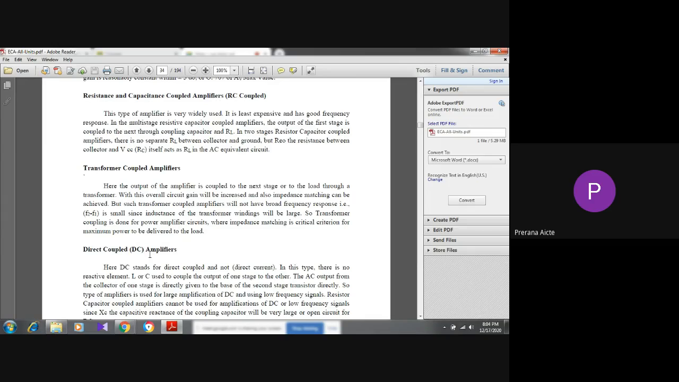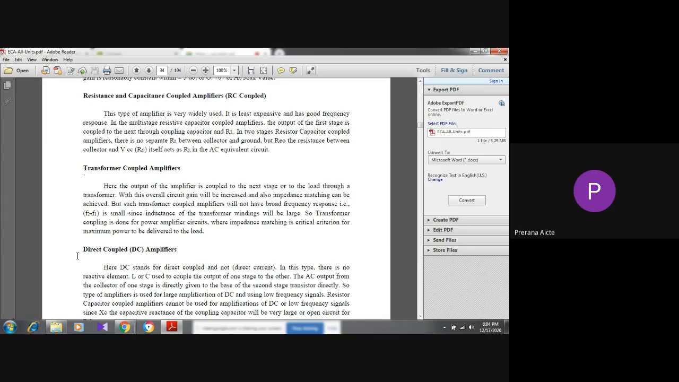But such transformer coupled amplifiers will not have a broad frequency response. We can't get a good frequency response with transformer coupling. We will get a small bandwidth because the inductance of the transformer windings will be large. So transformer coupling is used for power amplifier circuits where impedance matching is a critical criterion for maximum power to be delivered to the load. Generally, transformer coupling is preferred in power amplifiers. Why? Because in power amplifiers, the important point is impedance matching, so there we prefer transformers especially.